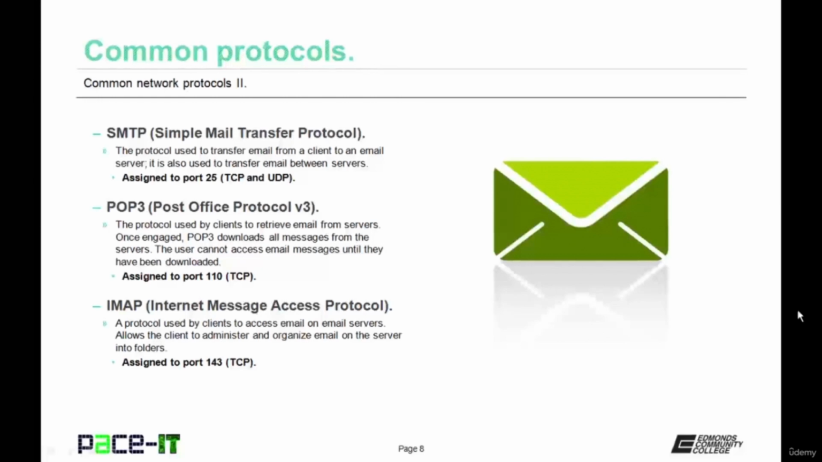Internet Message Access Protocol, or IMAP, is a protocol that's also used by clients to access email on email servers. It allows the client to administer and organize email on the email server before it's downloaded. Many businesses and organizations use IMAP to replace POP3 for their email client needs. IMAP is assigned to port 143, and it uses TCP as its layer 4 transport protocol.